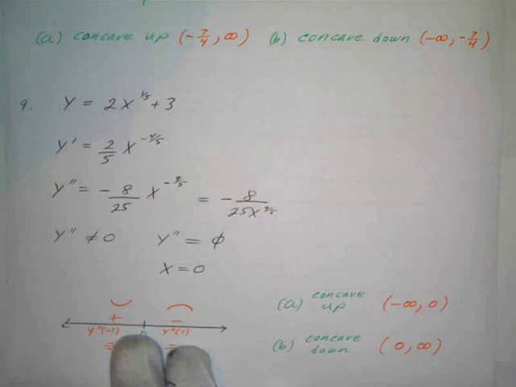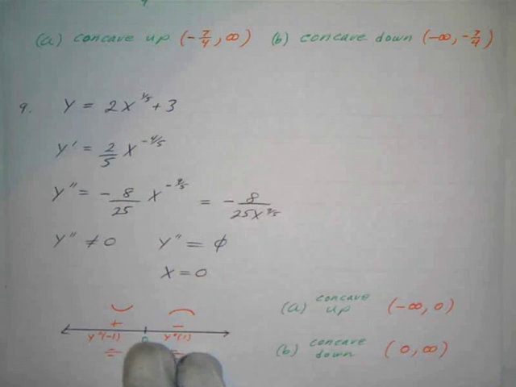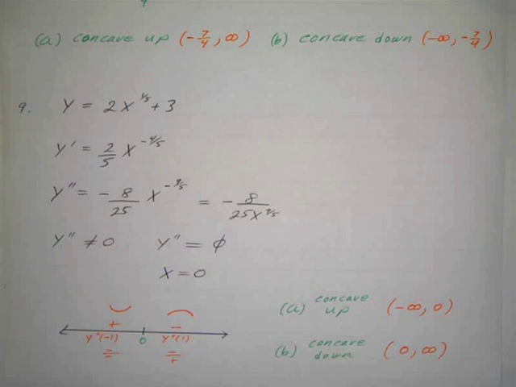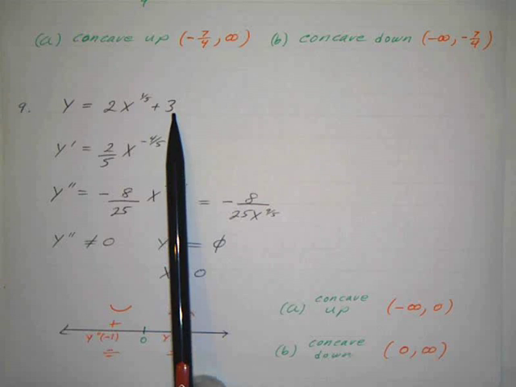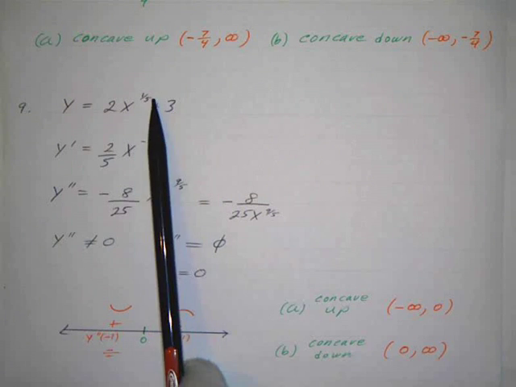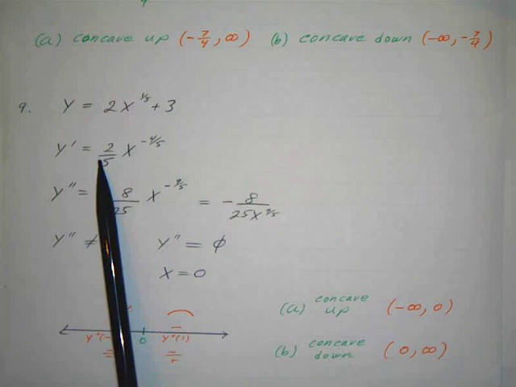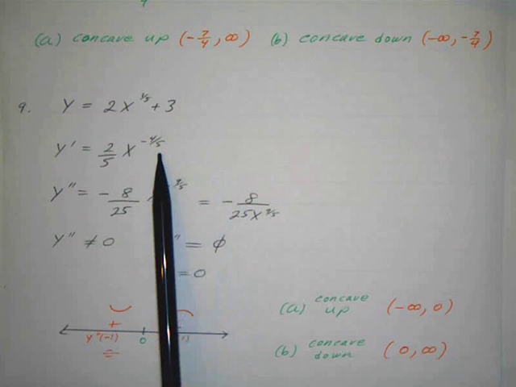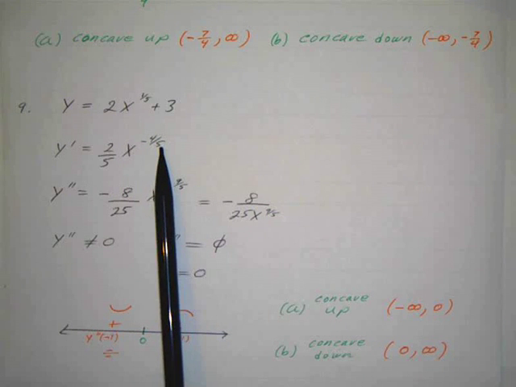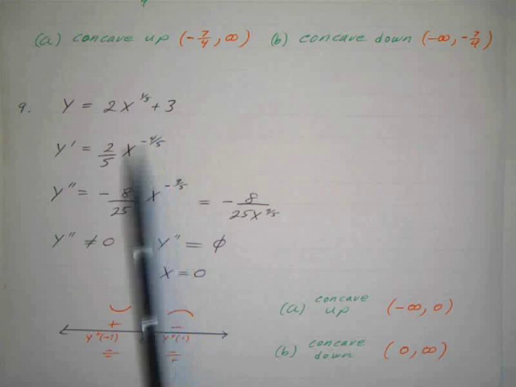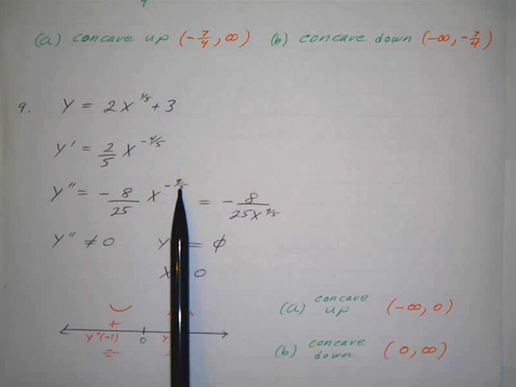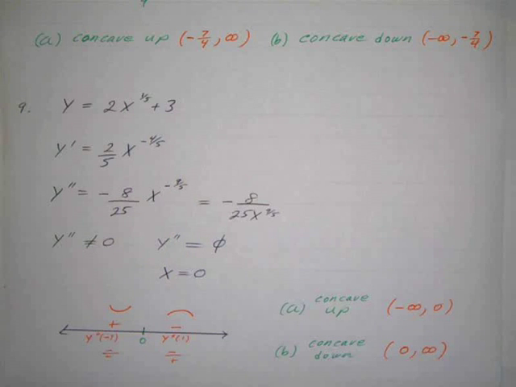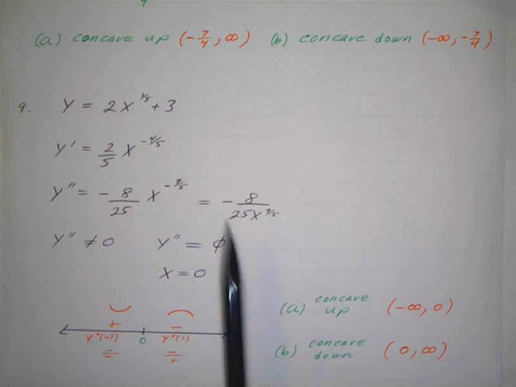Okay, number 9. Again, all we do is take the second derivative. If we look at this function, 2x to the 1/5 plus 3, I hope you can read that, but it's in your book. If we take the derivative, the derivative of 3 is 0, and this just becomes 1/5 times 2, which is 2/5, x to the 1/5 minus 1, which is negative 4/5. We take the derivative of that, multiplying negative 4/5 times 2/5, we get negative 8 over 25, x to the negative 9/5.